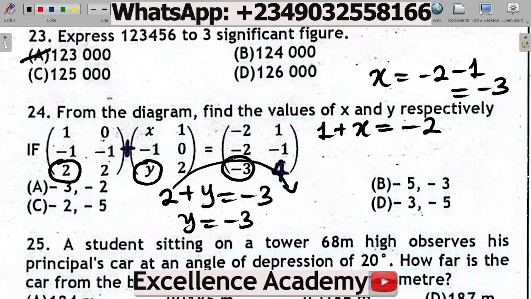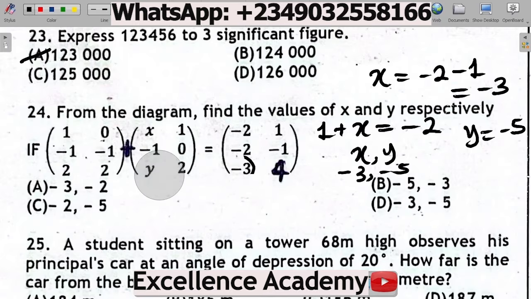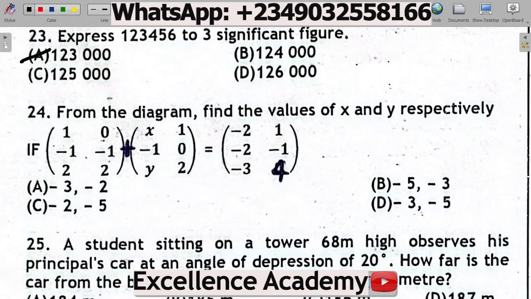Move plus 2 over here, it becomes minus 2. Minus 3 minus 2 is minus 5. So y is minus 5. So x is minus 3, y is minus 5. We'll place x and then y, that becomes minus 3, minus 5. So the correct answer is minus 3, minus 5, and that is option D. All right, so option D is the correct answer. So we'll go with option D for number 24.